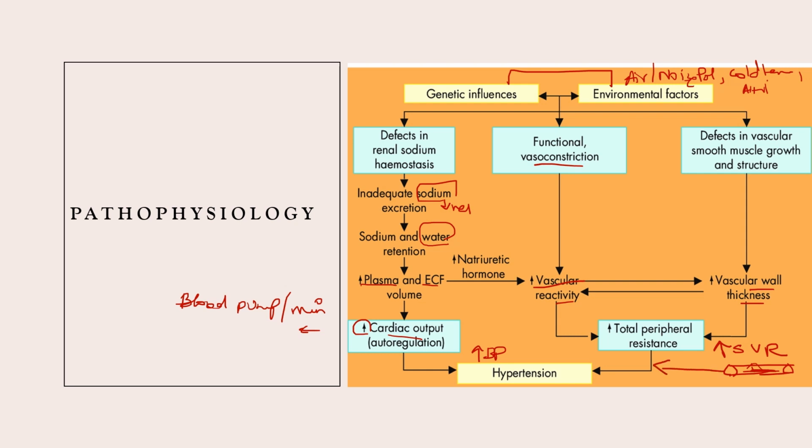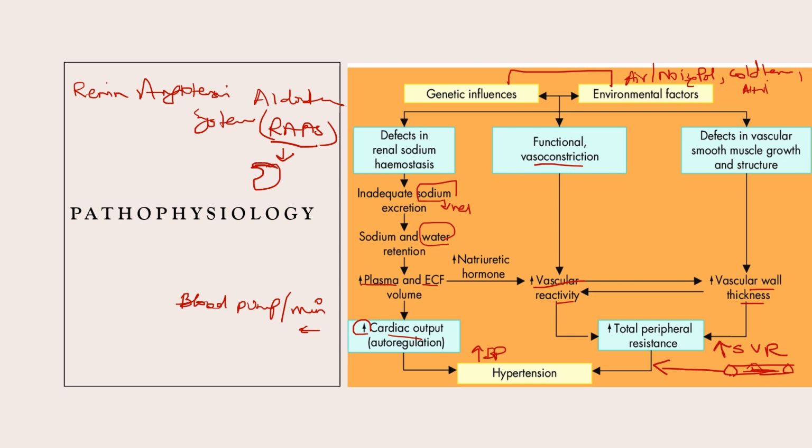There's another system known as the renin, angiotensin, aldosterone system, or the RAS system. This system basically regulates the blood pressure, but this occurs in the kidneys. And this system plays a very pivotal role in regulating the blood pressure. I will make a separate video on this soon.